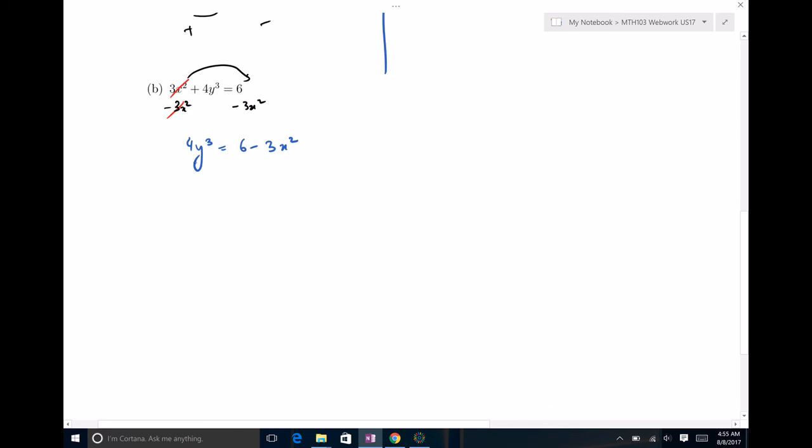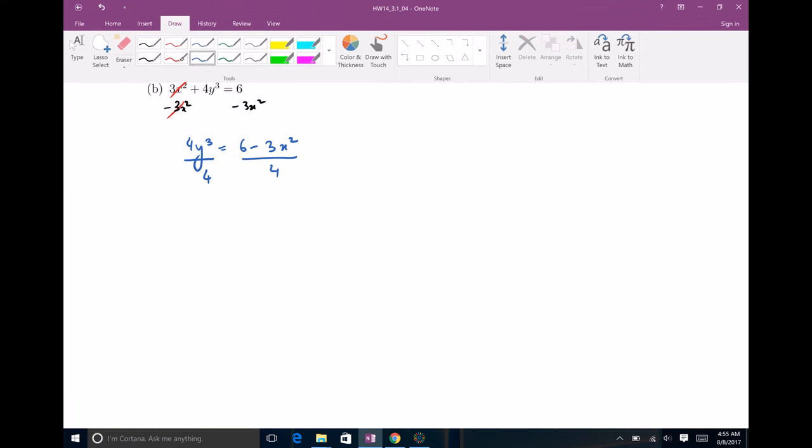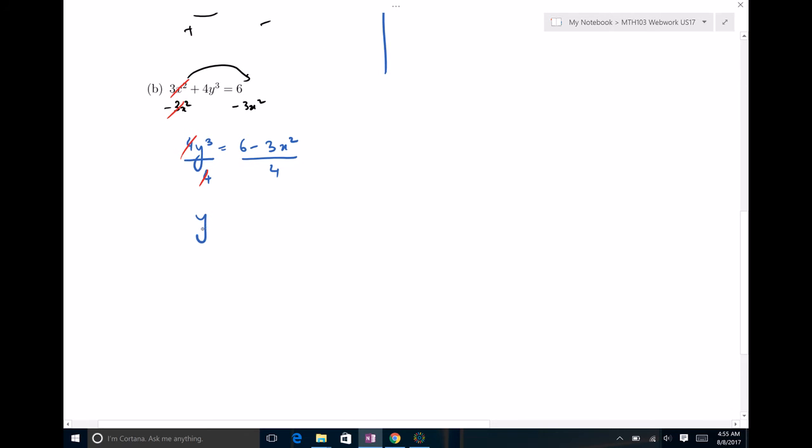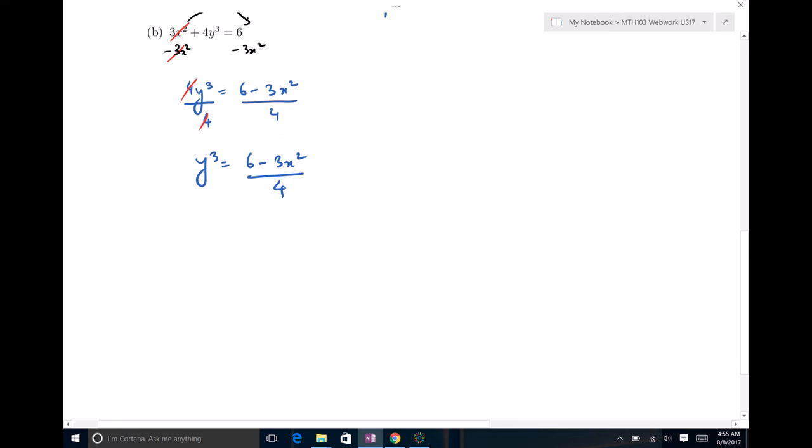And now to get rid of the 4, I'm going to divide both sides of the equation by 4. So on the left hand side, I can cancel 4. And I'm left with y cubed equals (6 minus 3x squared) over 4. Now if y cubed equals this value, all I need to do to find y is take the cube root on both sides of the equation. Now luckily for us, with the cube root there's no plus or minus problem. There can only be one cube root for any number.